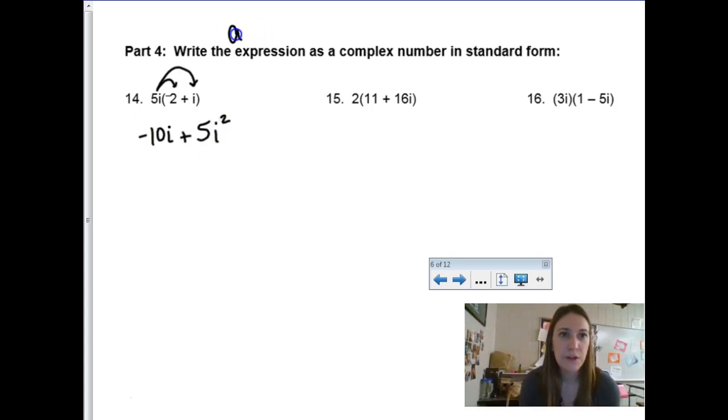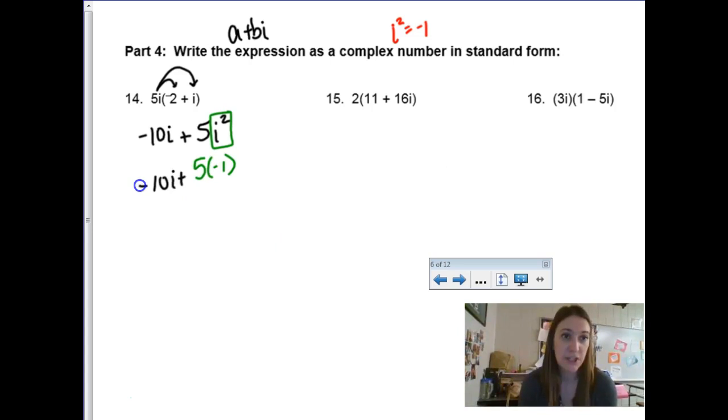Well, this doesn't look like standard form. Remember a plus bi. And I have to go back and remember something about i's. We said at the very beginning of our lesson, i squared was a negative 1. So what that means for us is that this i squared right here, we're going to swap out for a negative 1. So this is really 5 times negative 1 minus 10i.